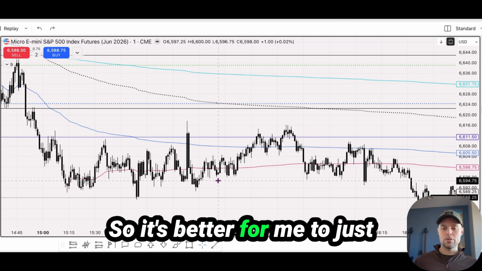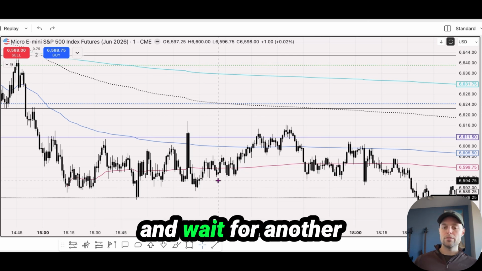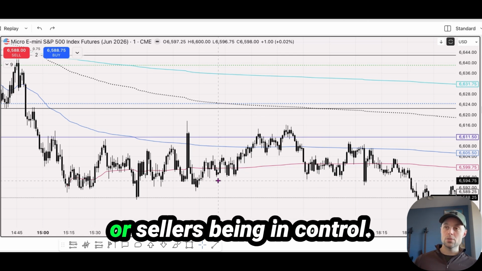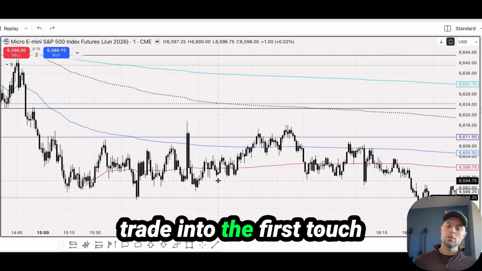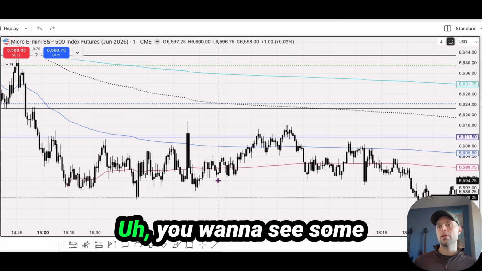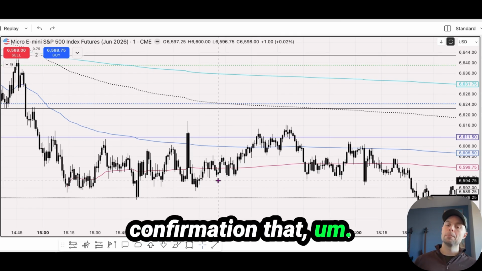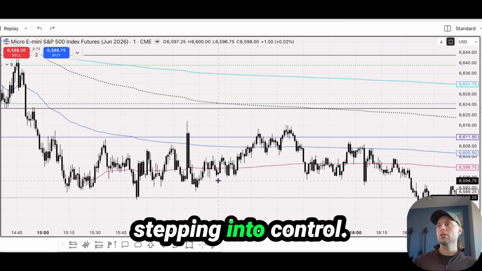So it's better for me to just stay out of that entirely and wait for another confirmation of either buyers or sellers being in control. So you don't want to just trade into the first touch of the New York VWAP. You want to see some confirmation that buyers or sellers are stepping into control.